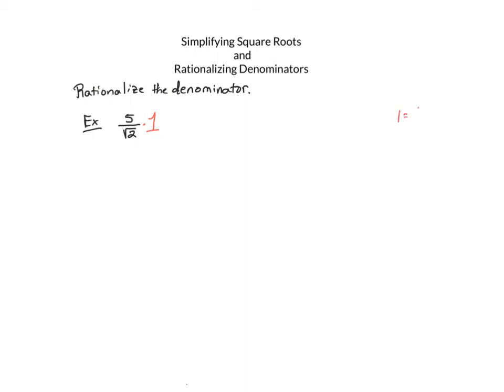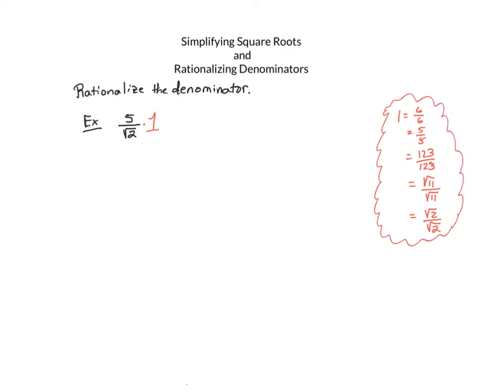1 equals 6 over 6, or 5 over 5, or 123 over 123, or square root of 11 over square root of 11, or most important for this problem, it's equal to the square root of 2 over square root of 2. So anytime we want to, we can multiply a fraction by 1 in any of these forms. So I'm going to multiply by 1 in the form of square root of 2 over the square root of 2. So let's do that.